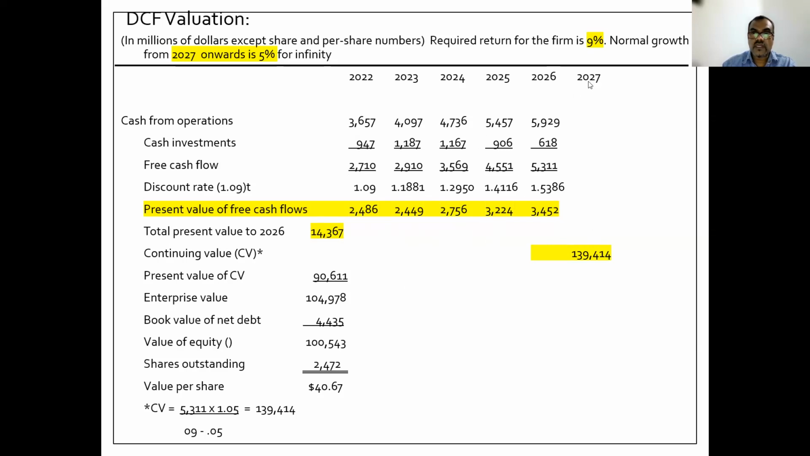The cash flows from 2027 to infinity will be, this is the free cash flow for 2026. This should be inflated by 1.05 in order to have the cash flow for 2027. So the cash flow for 2026, 5,311, multiplied by 1.05 is this much. It should be divided by R minus G, that is the growth rate.